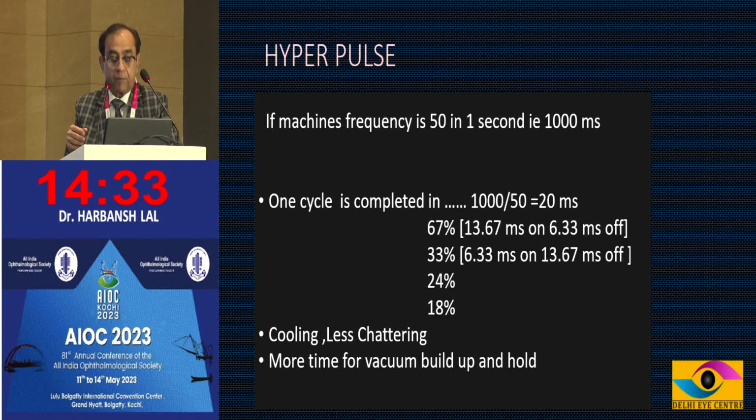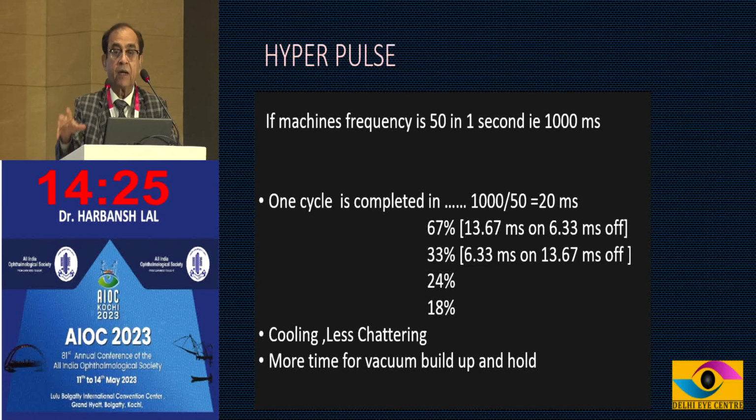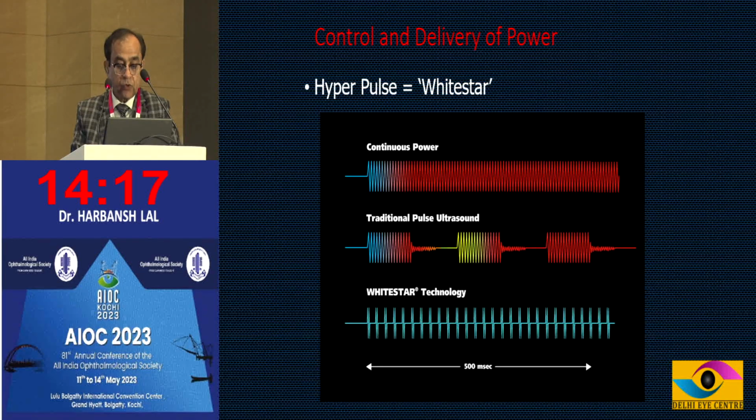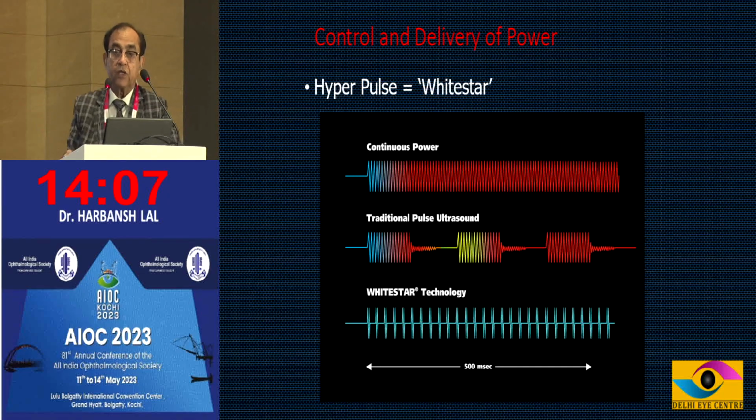So whenever you use the hyperpulse, there will be cooling, less shattering, and more time for the vacuum buildup also. Because when you are giving energy, the pieces are pushed back. But when you have only aspiration, there is suction closer to the piece and the grip would be improved. So when you give a continuous mode, the heat keeps on building. In pulse mode, equal energy packets are coming, and there is not that much cooling. In a hyperpulse, there is a lot more cooling period.